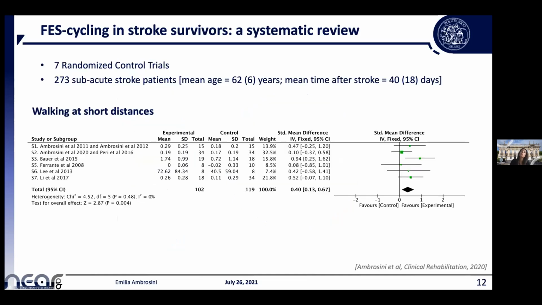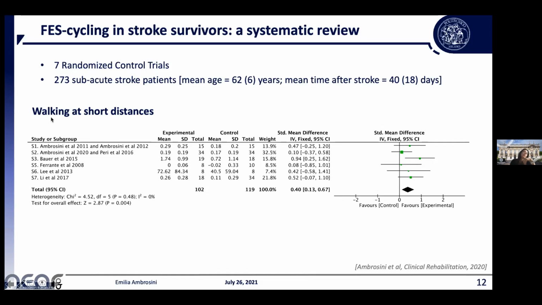FES cycling has been used for rehabilitation of stroke since 2010, and in a recently published systematic review of the literature that I published in Clinical Rehabilitation in 2020, we found 7 randomized controlled trials evaluating the efficacy of FES cycling in subacute stroke survivors. Overall, these 7 studies involved about 270 stroke patients with a mean age of 62 years and about 30 days after stroke, so in a very acute phase.